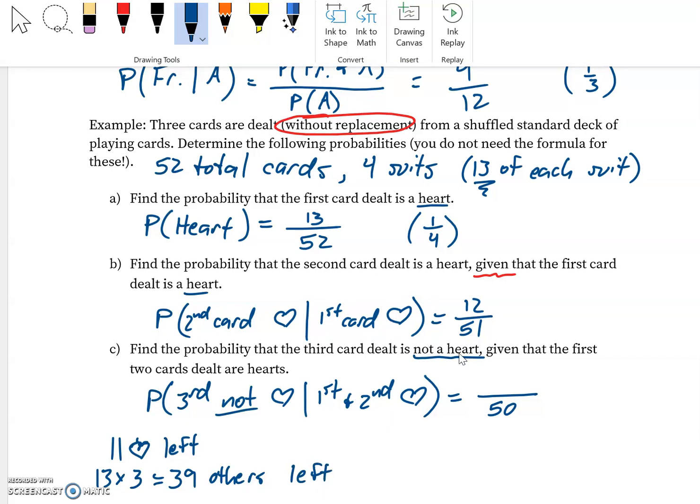So what's the probability we get a card that is not a heart? I don't really care what it is, just that it is not a heart. So there are 39 cards that fit that description out of the 50 that remain. So that's going to be our probability.